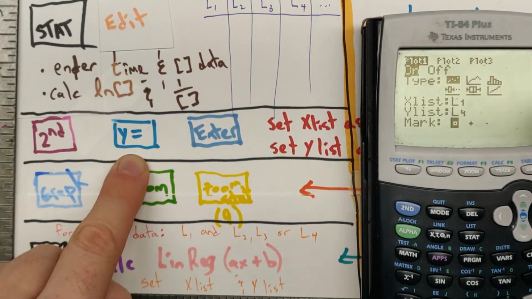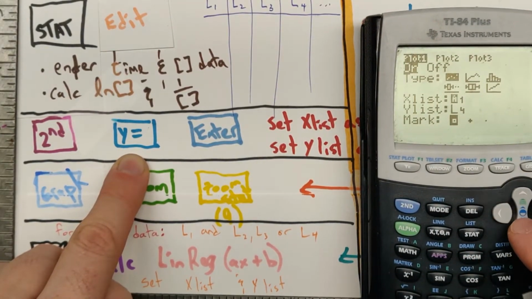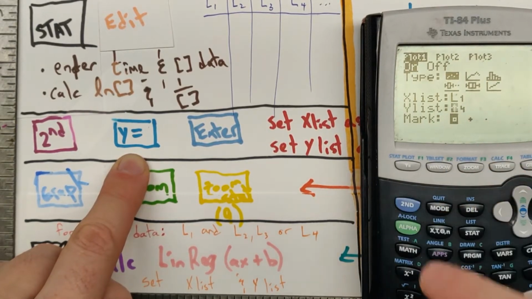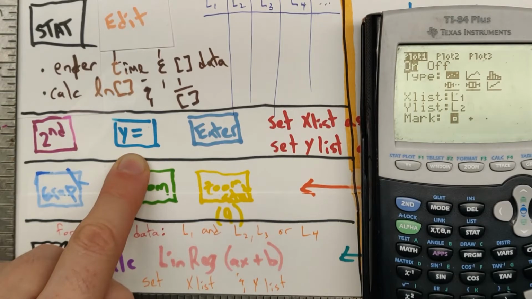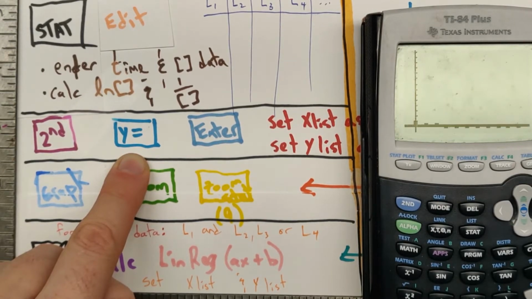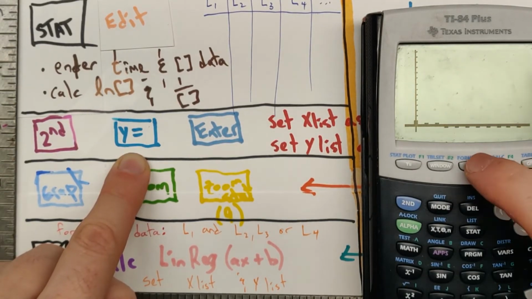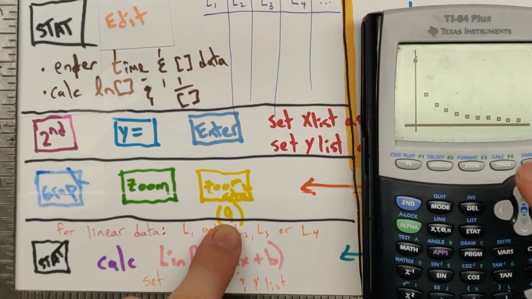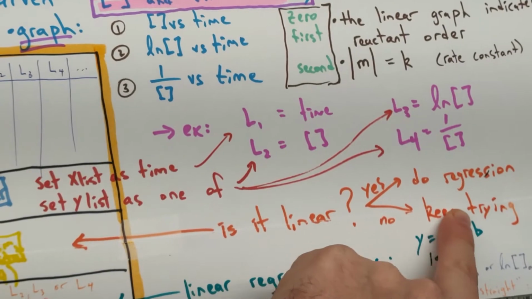All right. So I've got, in this case, my x list is already L1. My y list I want to be L2. We'll give it a try. Second, L2. All right. Then we can go to the graph, and it's probably not going to be visible. So we're going to hit zoom 9, which is stat zoom. That is not linear. And then if the answer is no, we're going to keep trying.